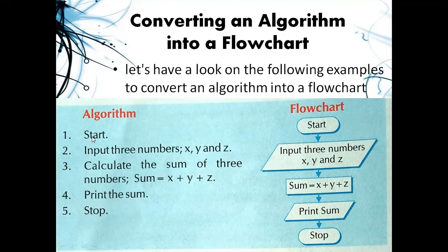You can see here, start and stop. These steps in an algorithm are compulsory. Then in between you have to write the other steps. So let's see the flowchart of this. Here it starts with the start and stop box. This is an input box. Here we have given input of three numbers, x, y, and z. Then this is a process box, the rectangle box is a process box. Here it will do the sum. Again, here is the input and output box used for the next step, print sum, and here it stops. So this is one example.